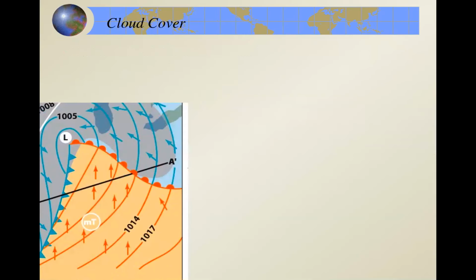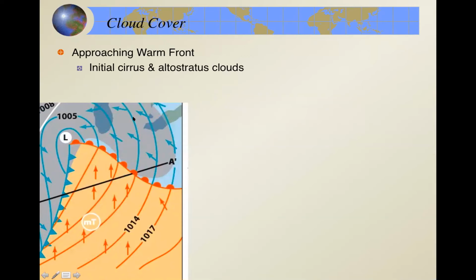So the first and probably best indicator of an approaching storm is wind direction, because the wind direction drives the moving air. But we can also, as I've highlighted throughout, look at the accompanying cloud cover. So again, with the approaching warm front, the expectation is that out ahead of the warm front, we're going to have relatively high layered clouds, effectively cirrus and altostratus.